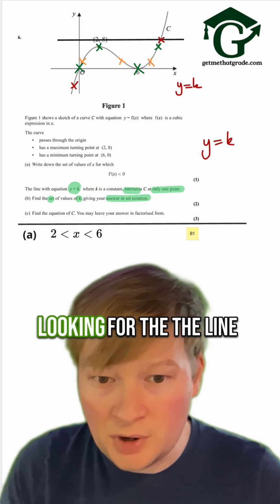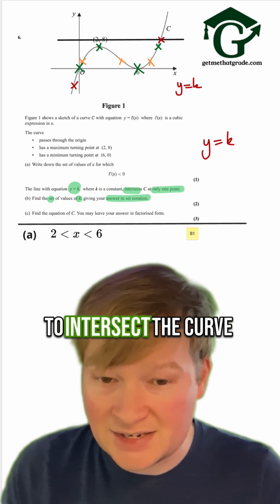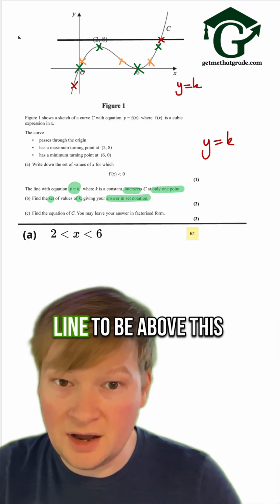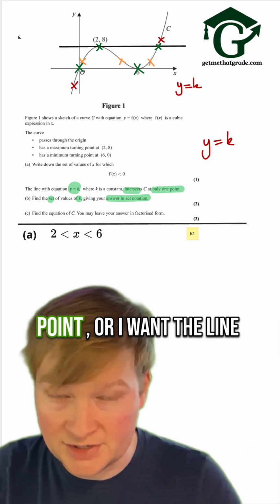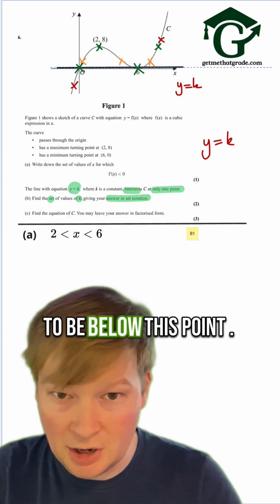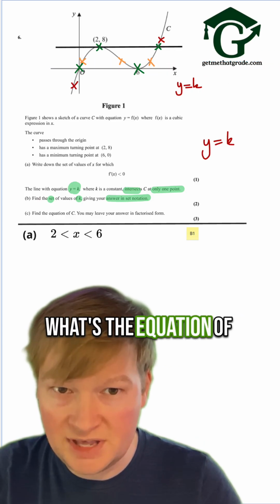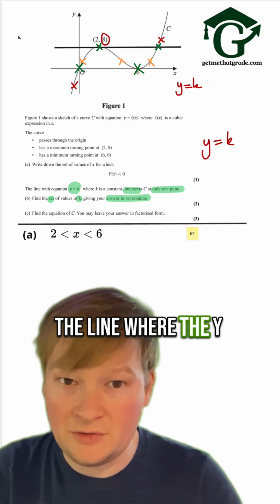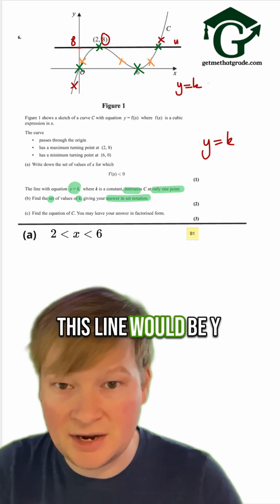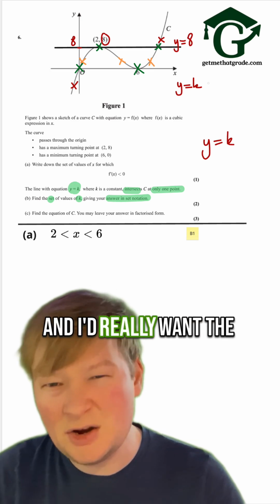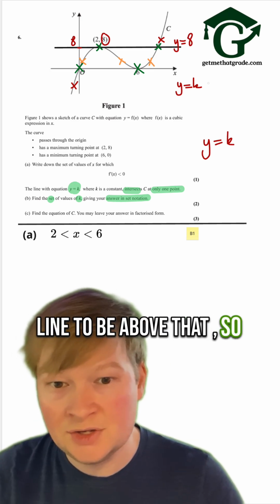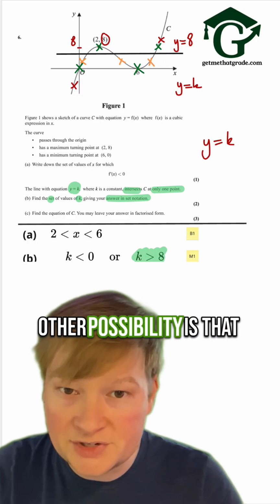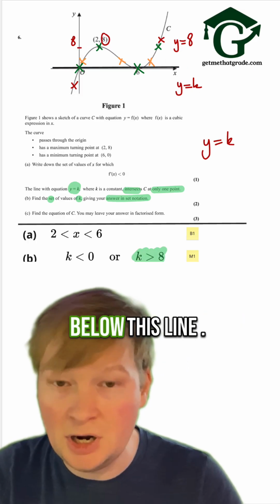So remember, we were looking for the line to intersect the curve at only one point. So I either want the line to be above this point, or I want the line to be below this point. What's the equation of this line here? Well, that's the line where the y-coordinate is 8. So this line would be y equals 8. And I'd really want the line to be above that. So one possibility is that I want k to be greater than 8. But the other possibility is that I want the line to be below this line.